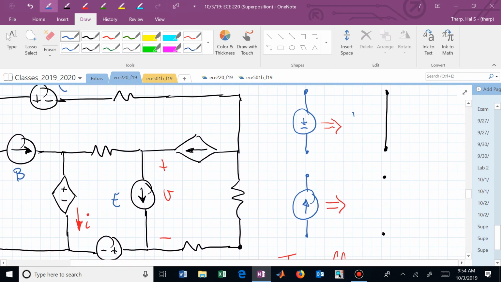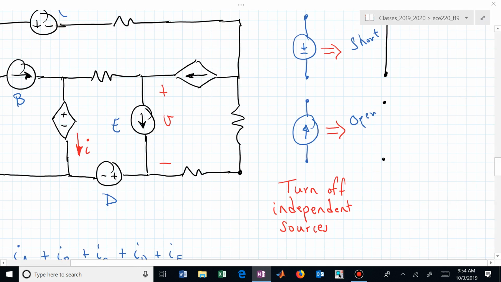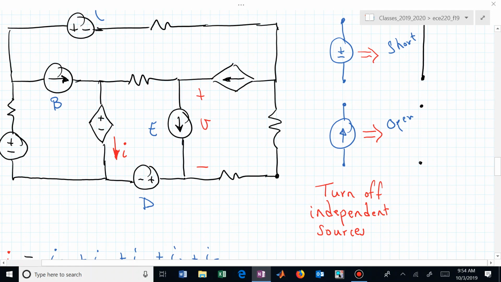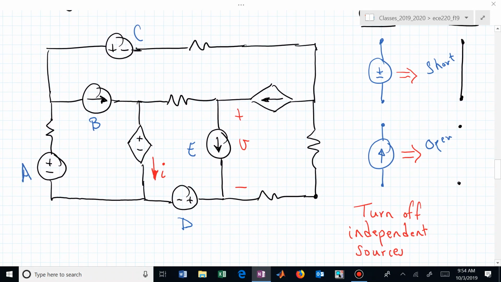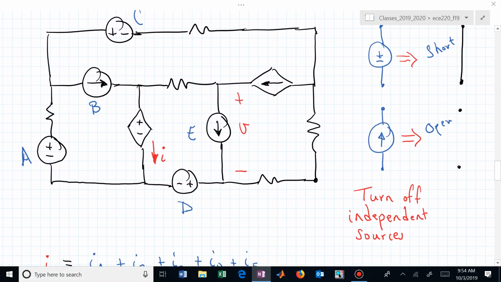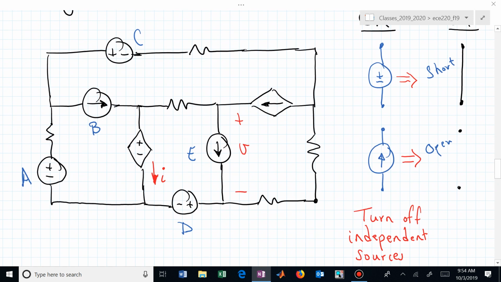This is now a short, and this is now an open. Suppose we were interested in computing the current I and the voltage V in this circuit. If we applied the superposition principle or concept, then we would analyze I for these 5 different independent sources separately.